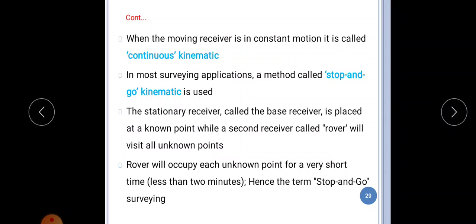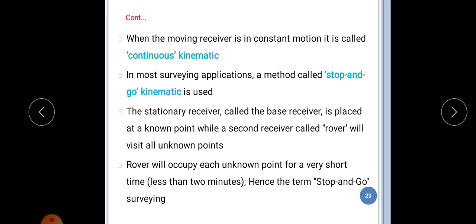When the moving receiver is in constant motion, it is called continuous kinematic. That is, if the rover is in constant motion, it is known as continuous kinematic. In most surveying applications, a method called stop and go kinematic is used. It is the most commonly used method, and we can discuss it later.